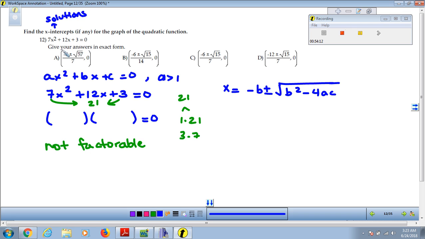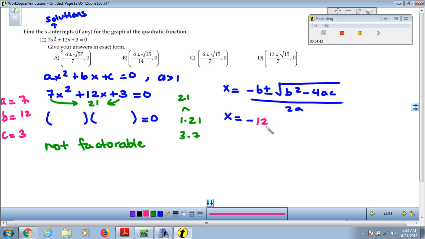Solve this equation for x, right? So one way of finding the solutions for x is solving for x through factorization, but if it doesn't work, then use the quadratic formula. So, and this is over 2a, right? So what's a, what's b, and what's c? 7, 12, and 3.